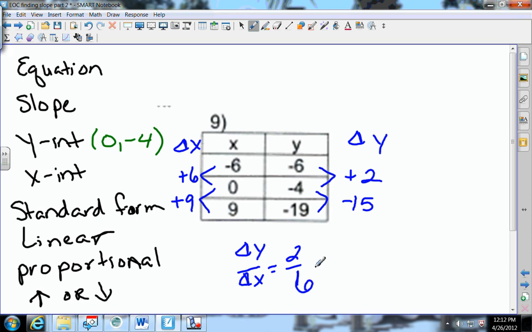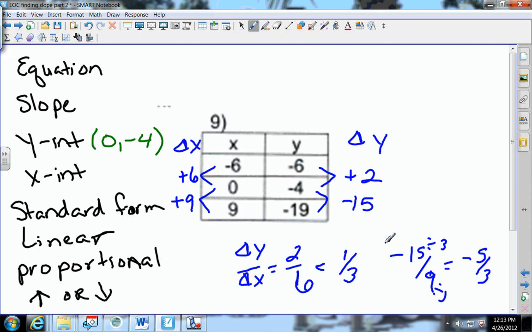If you put that in the calculator to reduce, press math, enter, enter, you'll get 1/3. The next one here, negative 15 over 9. If you reduce that, you'll get negative 5 over 3. You can divide a 3 out of each of them.